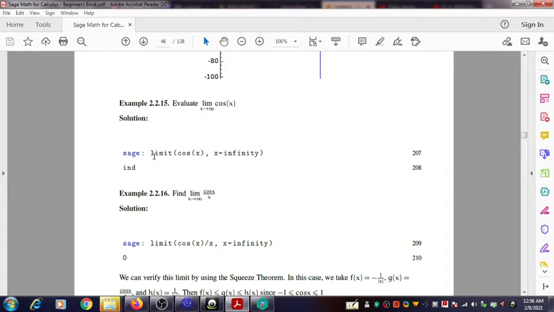That command is given here: limit of cos x, then put a comma. You have to write x equal to infinity. Instead of using the infinity symbol, you have to write the complete word infinity, x equal to infinity, and then close the bracket.